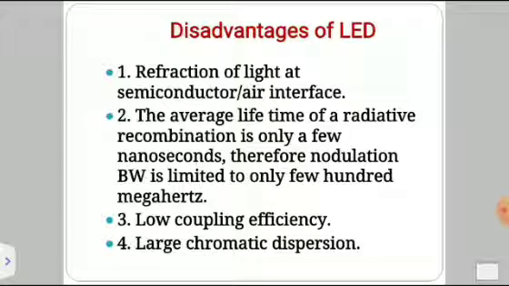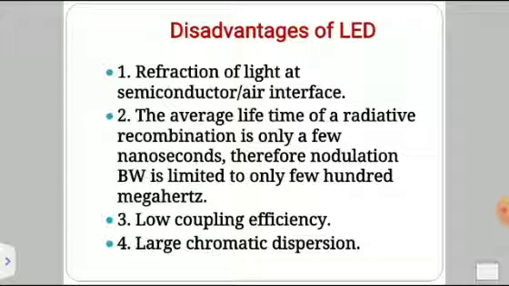Now let us concentrate only on the disadvantages of LED. First, refraction of light at the semiconductor-air interface. Refraction should not happen, but there is some refraction whenever there is a gap interface. This leads to certain losses, and we have to avoid that. Second disadvantage: the average lifetime of a radiative recombination is only a few nanoseconds. Therefore, modulation bandwidth is limited to only a few hundred megahertz. That means the data rate is very low.